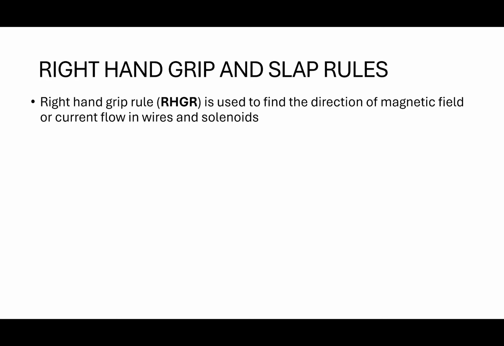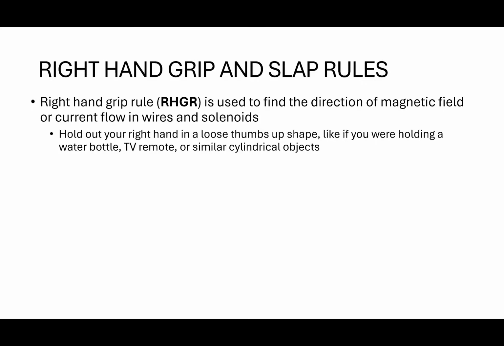Okay, these are the rules that will save your life in the electromagnetism exams. You need to know these rules. You need to know them like the back of your hand. These are the right hand grip and slap rules. The right hand grip rule is used to find the direction of magnetic field or current flow.